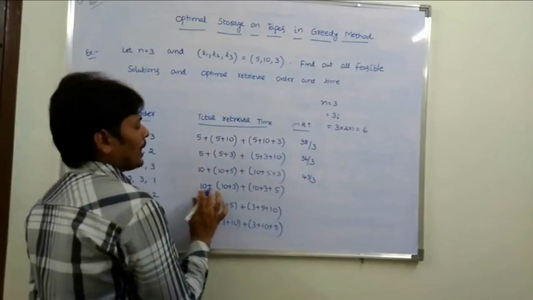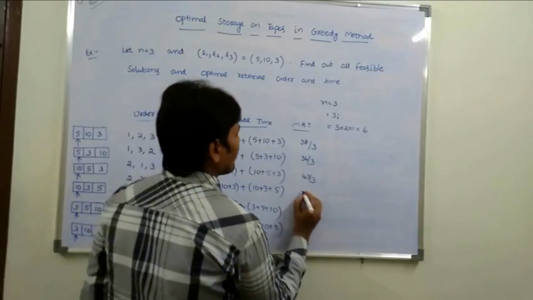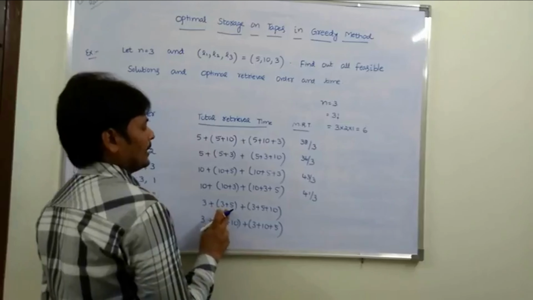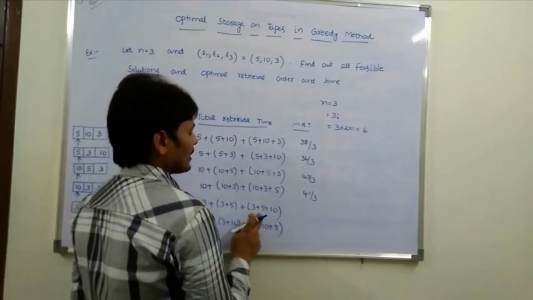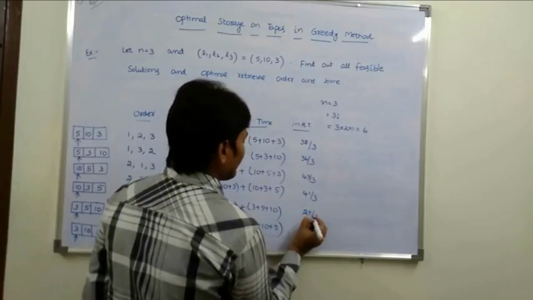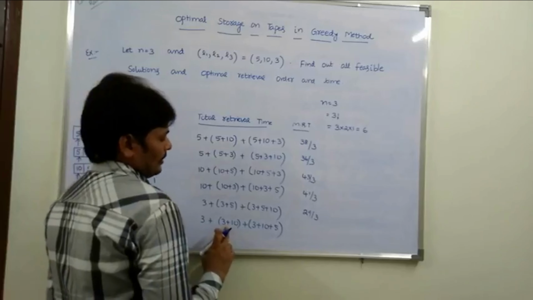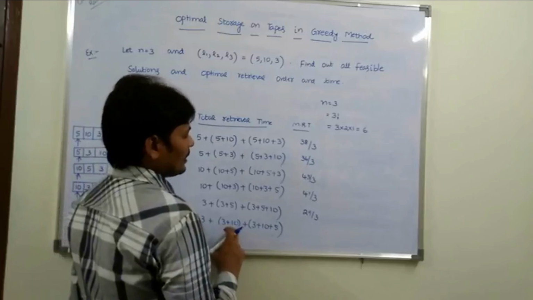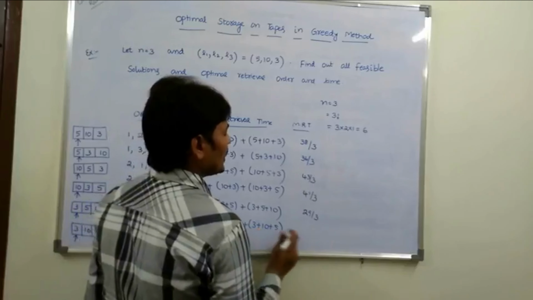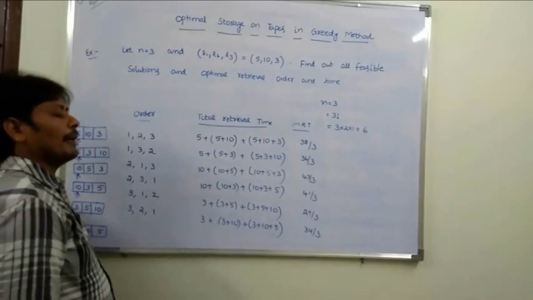Next, 10 plus 13, 23. 23 plus 13, 36. 36 plus 5, that is 41 by 3. Next, 3 plus 8, 11. 11 plus 8, 19. 19 plus 10, that is 29 by 3. Next, 3 plus 13, 16. 16 plus 3, 19. 19 plus 10, 29. 29 plus 5, so that is 34 by 3.